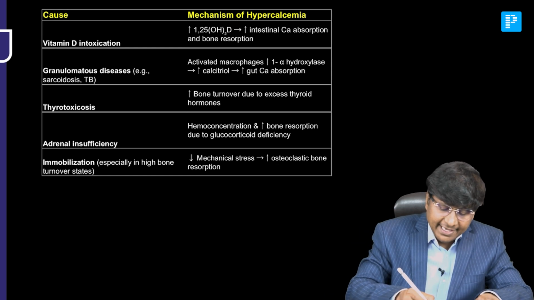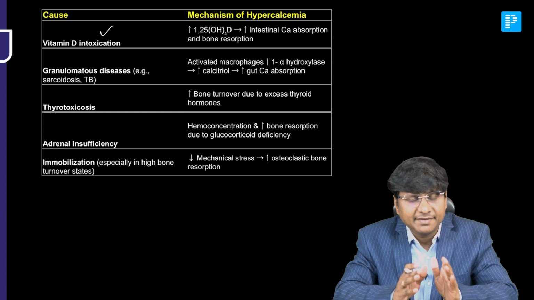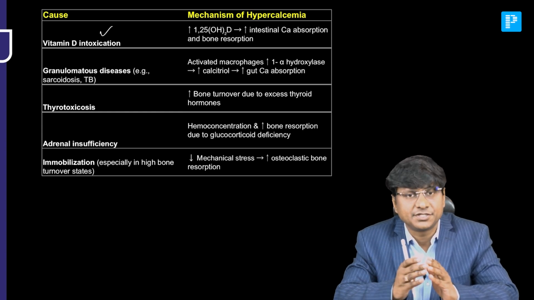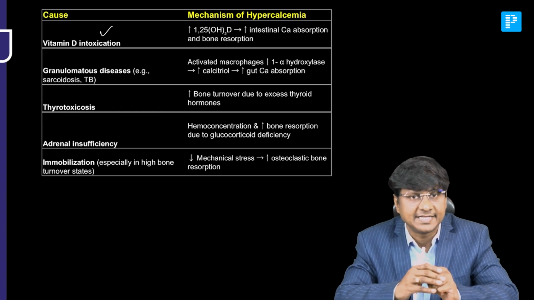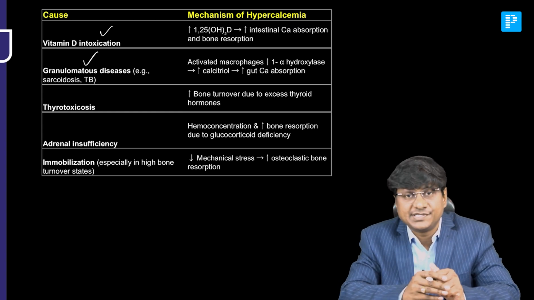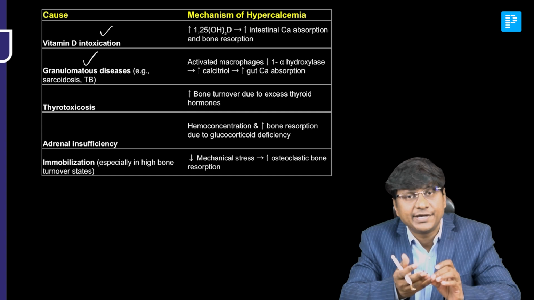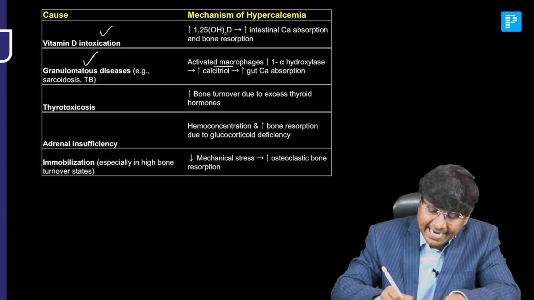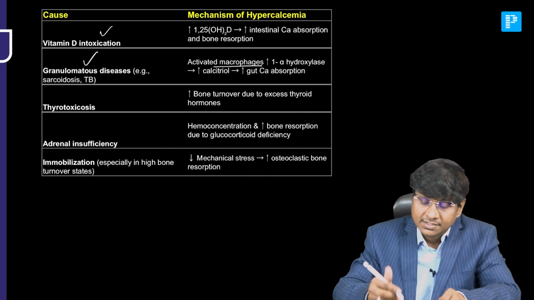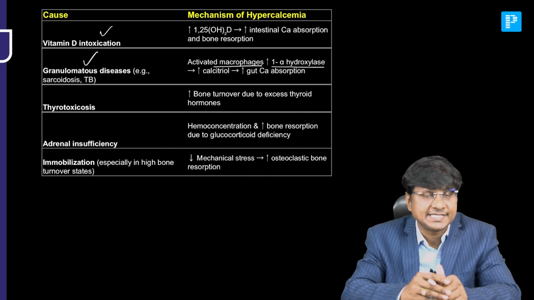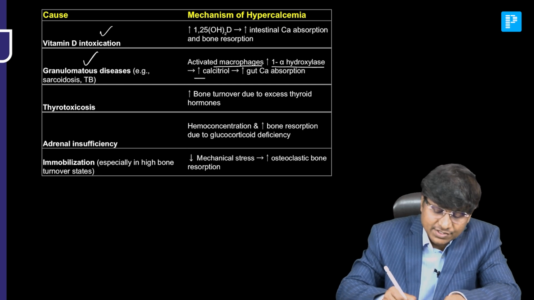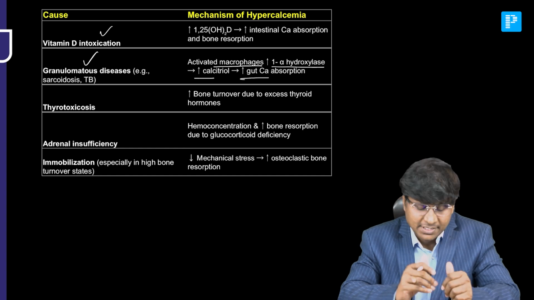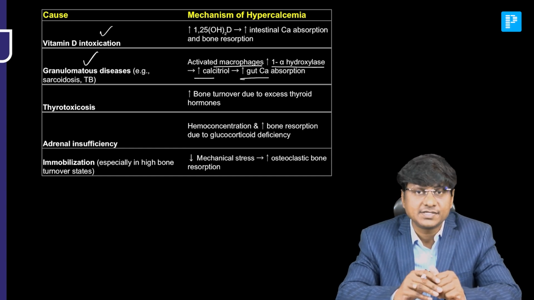Then followed by that, we have vitamin D intoxication. In vitamin D intoxication, there will be excess vitamin D and excess calcium absorption from the GIT, and that will result in hypercalcemia. Then you have granulomatous diseases. These include sarcoidosis and tuberculosis. In these granulomatous diseases, there will be activated macrophages. This will increase 1-alpha hydroxylase activity, which will increase the calcitriol synthesis, and this will increase the gut calcium absorption. That is the mechanism by which granulomatous diseases cause hypercalcemia.